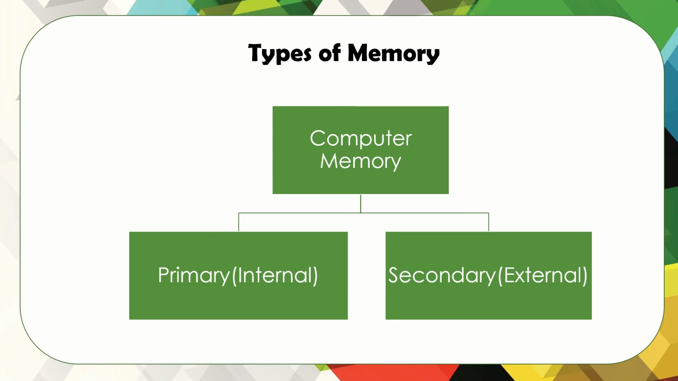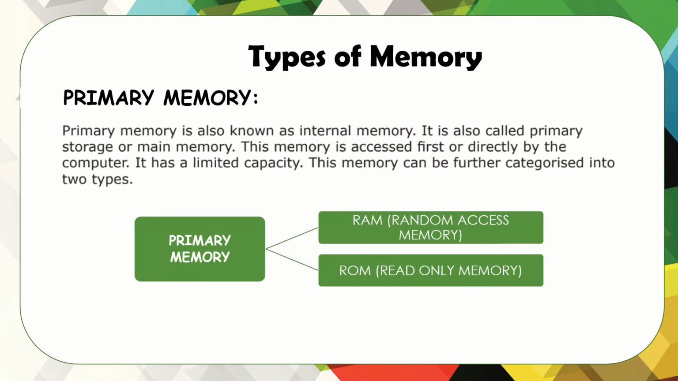Now, coming to the types of memory a computer has. A computer has two types of memory. One is primary, and the second one is secondary. The primary memory is also called internal memory, and the secondary memory is also called external memory. Got it? Primary memory, secondary memory, internal memory, external memory. So the computer has two types of memory, primary and secondary. Now, the primary memory is further categorized into two types, that is RAM and ROM.